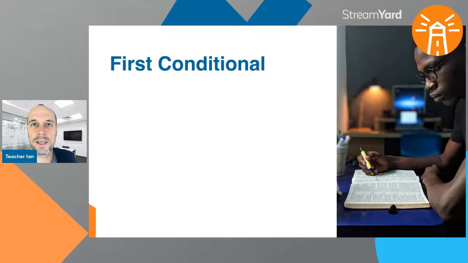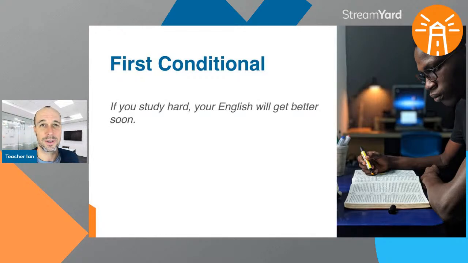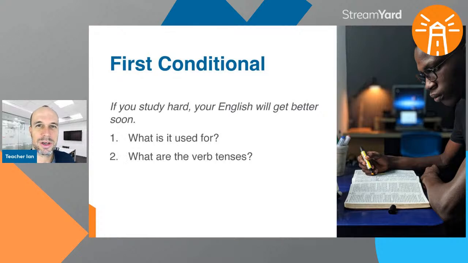All right, moving on to the first conditional. So we talked about the zero conditional. First conditional, I'll give you an example. If you study hard, your English will get better soon. What is it used for? So is it used for the future or the present? Is it something that's true or not true? And what verb tenses do we use in both parts?